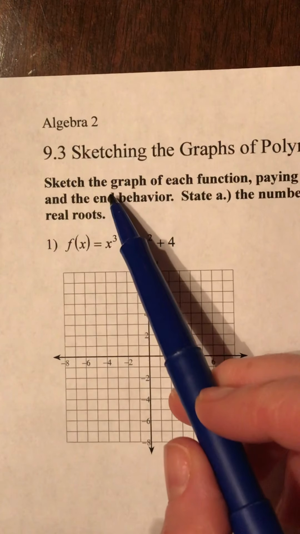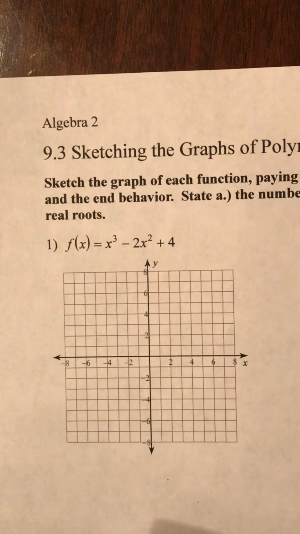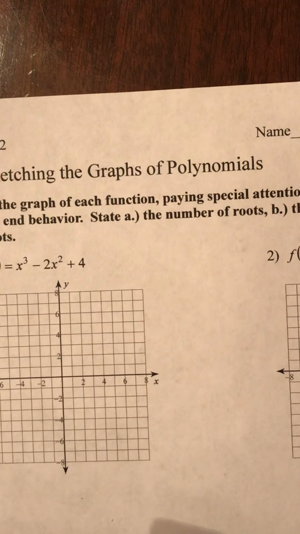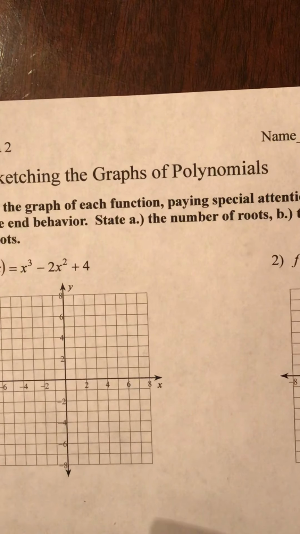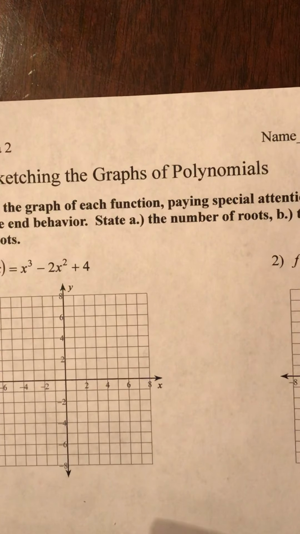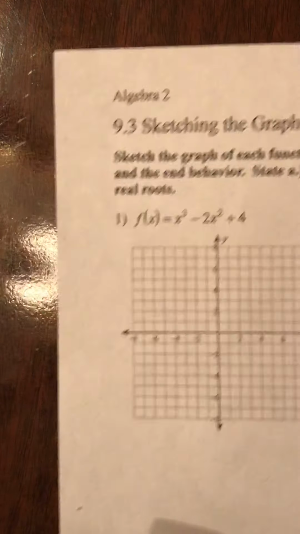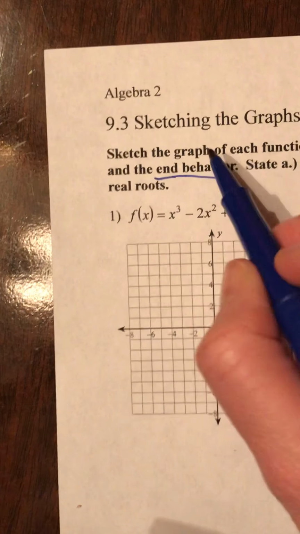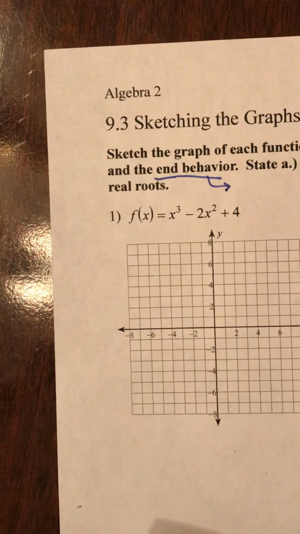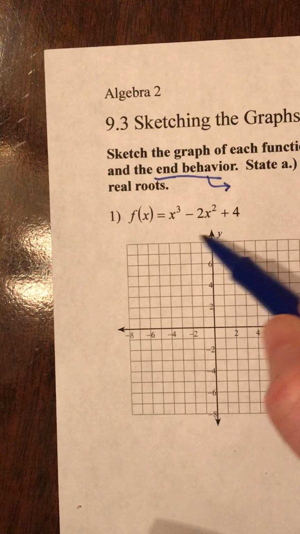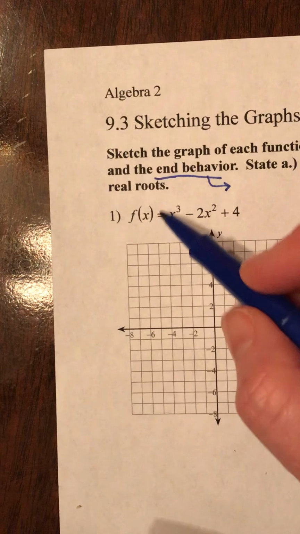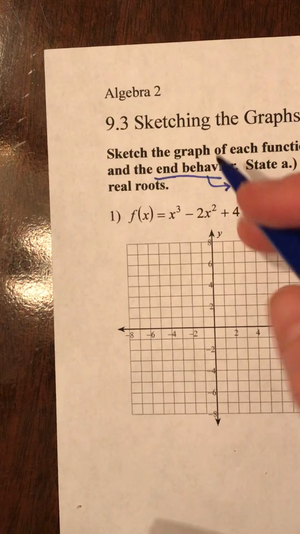So our directions say sketch the graph of each function, paying special attention to the zeros or roots. These are synonymous, zeros and roots. Also, we could say x-intercepts. So we need to pay close attention to the x-intercepts, also the y-intercept, and the end behavior. You should recall we can identify the end behavior for any polynomial function based on the coefficient and the degree of that lead term.